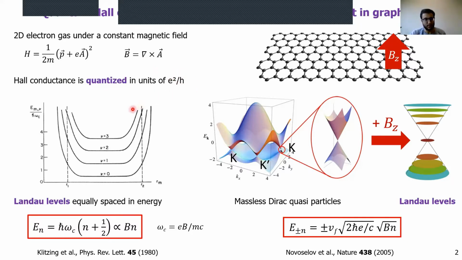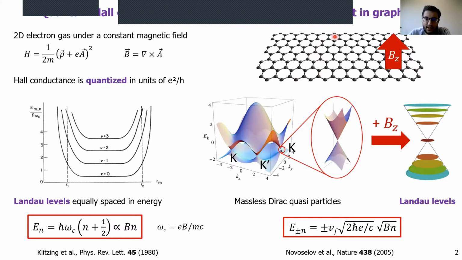So one way to understand this problem is to look at the energy spectrum. Here it's composed of flat levels equally spaced in energy. They are called Landau levels, and the Hall conductance is proportional to the number of filled Landau levels. So several years later, in 2004, the field of quantum Hall effect experienced a revival with the discovery of graphene.